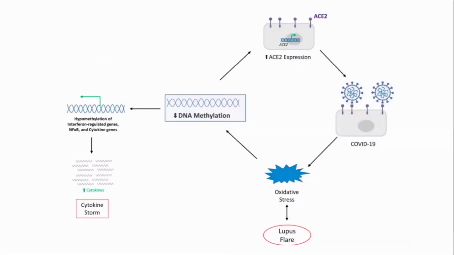So here they conclude that patients who have SLE have reduced DNA methylation that causes higher ACE2 expression. And once these patients get a COVID infection, COVID also induces oxidative stress, causing a lupus flare, and then this DNA methylation change also increases NF-kappa B and cytokine genes, which also causes a cytokine storm. It means that SLE patients who get COVID infections can become more severe than people who get only COVID infections.